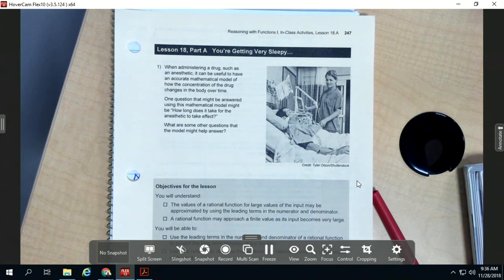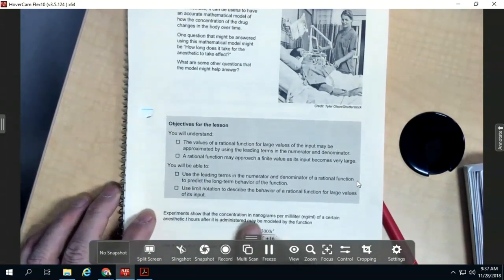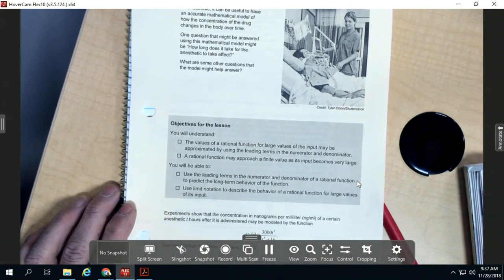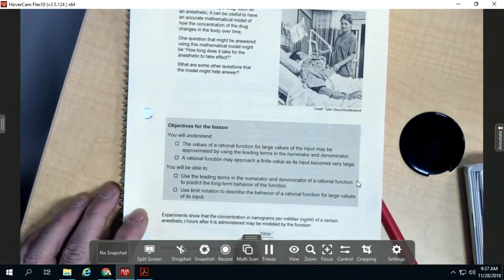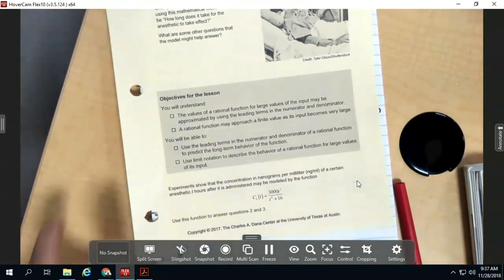All right. So that's how long it takes to start down that process. But the other one that's equally important is how long you stay in a sedated state. Let's see here. Experiments show that the concentration in nanograms per milliliter of a certain anesthetic T hours after administration can be modeled by this function down at the bottom of our page.